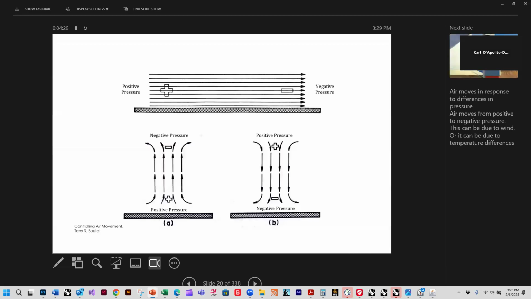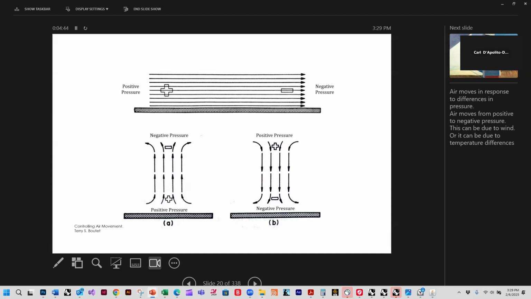Okay, so I wanted to say just a couple of general things. So basically, air does not move. Air moves from positive to negative pressure. And we will talk about pressure at length.